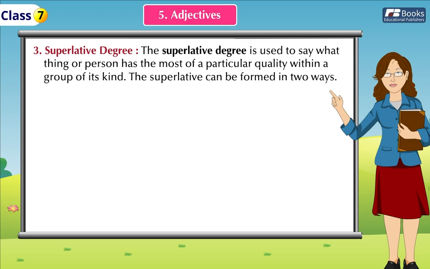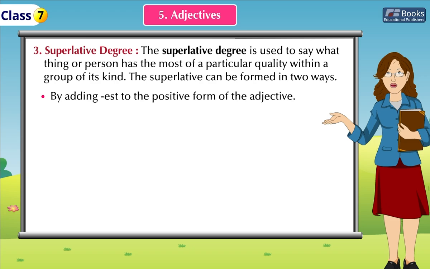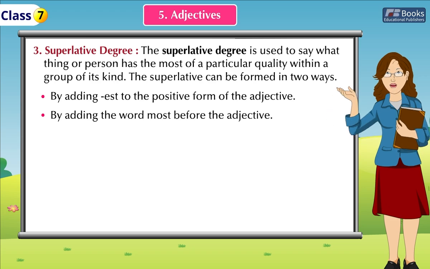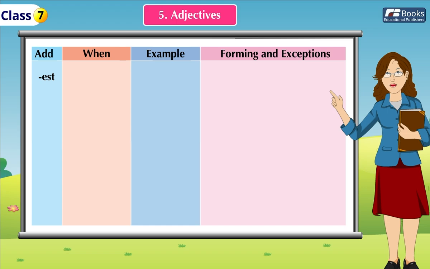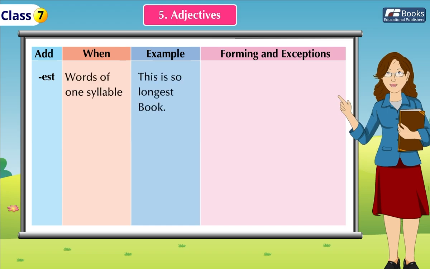Third, superlative degree. The superlative degree is used to say what thing or person has the most of a particular quality within a group of its kind. The superlative can be formed in 2 ways: by adding est to the positive form of the adjective, or by adding the word most before the adjective. Add when, example, forming and exceptions. Add est when words are of 1 syllable. Example, this is the longest book.